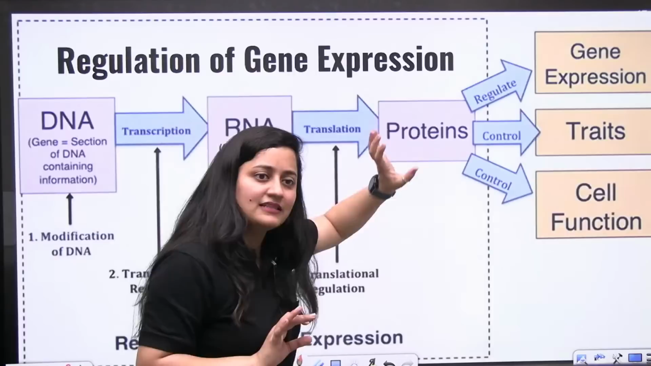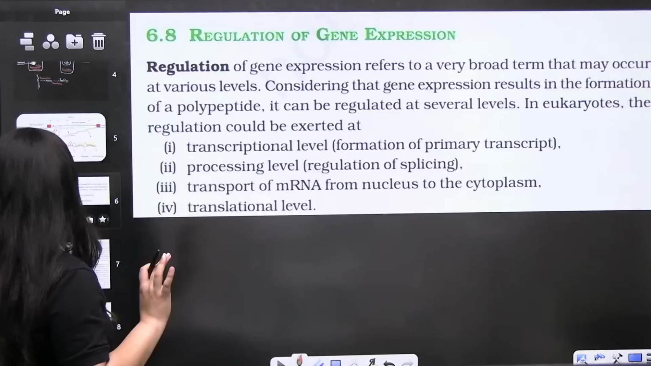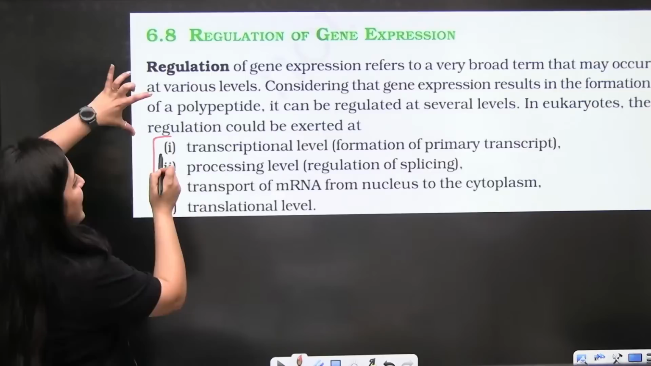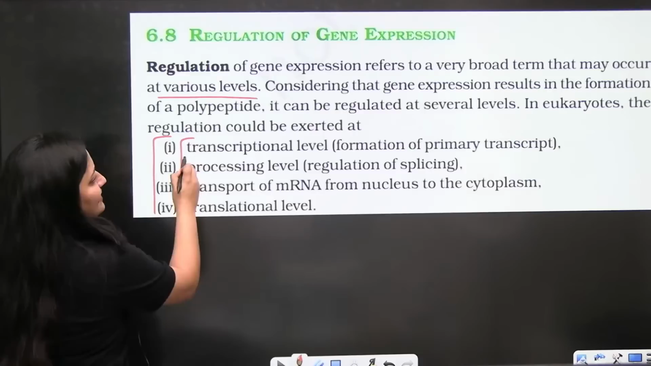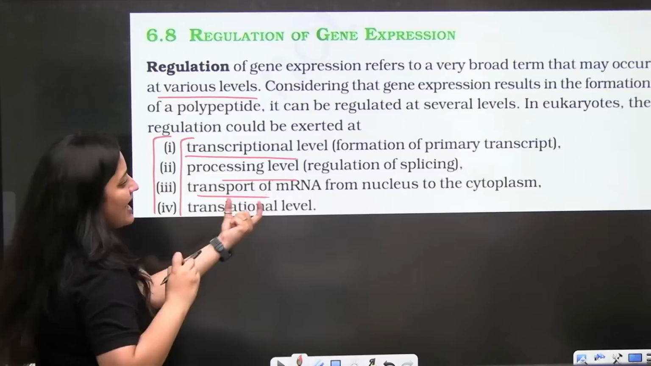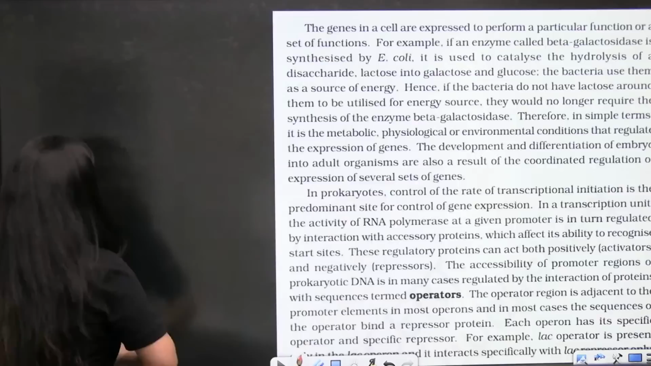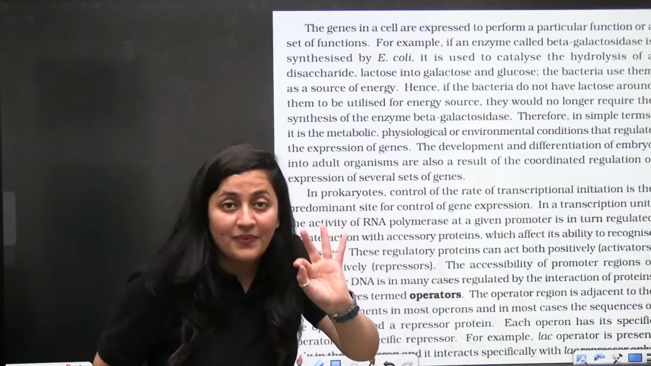Okay, first point clear? Now see the NCERT. Regulation of gene expression is a very broad term that may occur at various levels. Here you can see in eukaryotes, it can occur at the level of transcription, at the level of processing, at the level of transport of mRNA from nucleus to cytoplasm, and at the level of translation. Here we are taking the example of E. coli, which is a bacteria, which is a prokaryote. Now we will discuss that particular example.